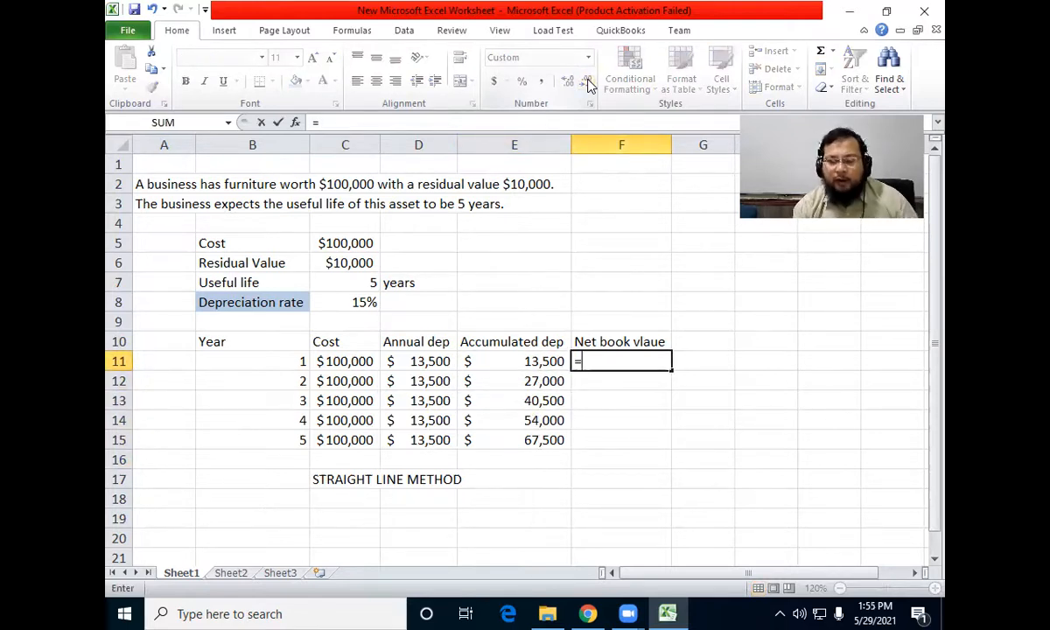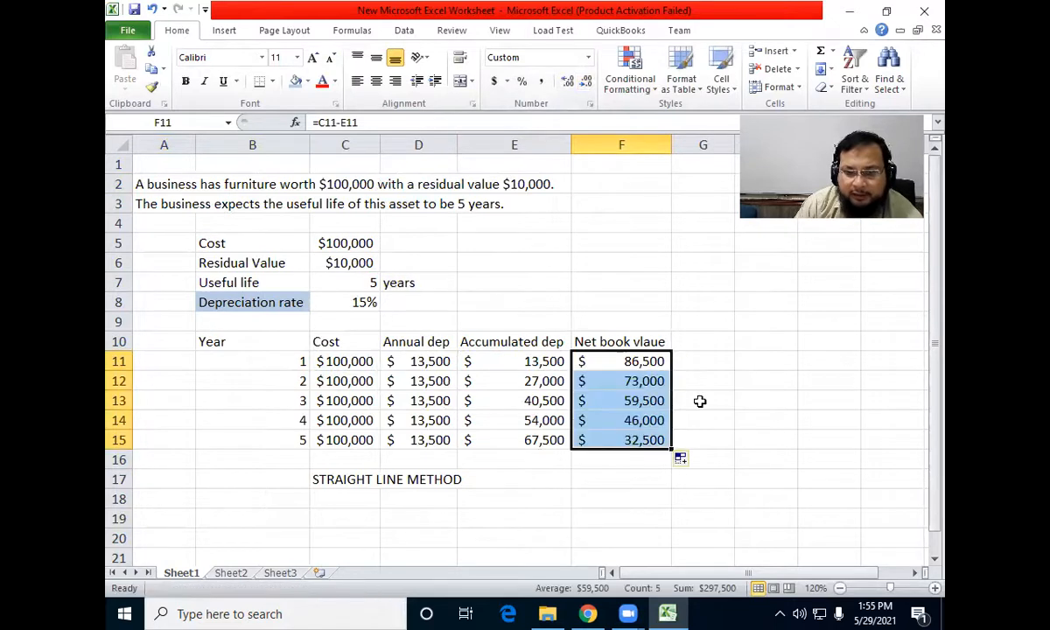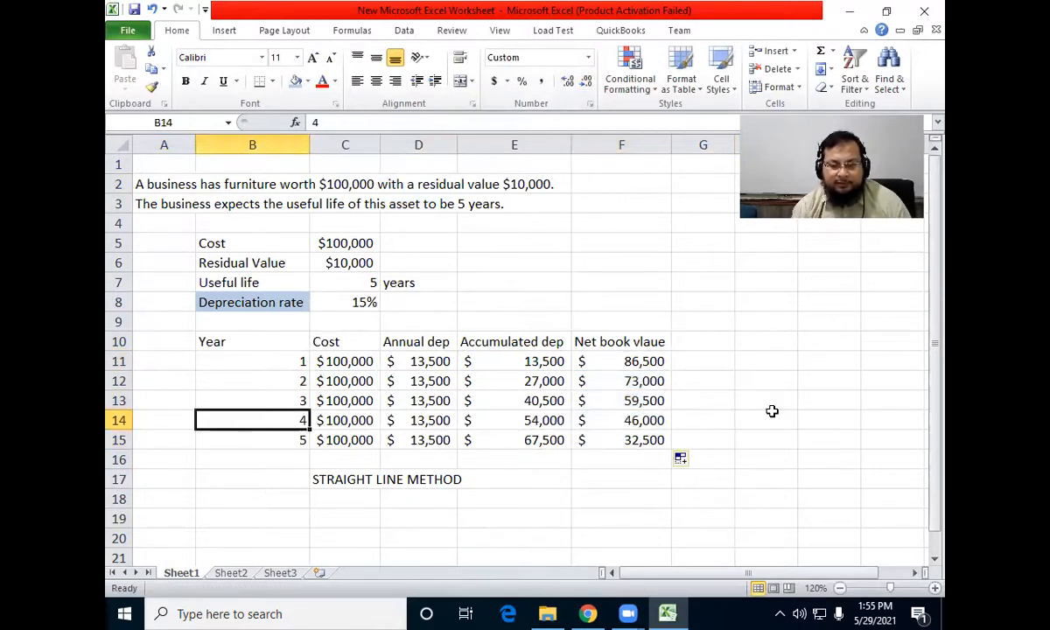And how do we find it out? We just subtract the accumulated depreciation from the cost. I repeat, when we subtract all the accumulated depreciation from the cost, we get the net book value. So that is how we will find the net book value of the asset. So that is how we follow the straight line method. Just pay attention, revise the video, watch it again and again to understand how we proceed with the depreciation calculation while following the straight line method.